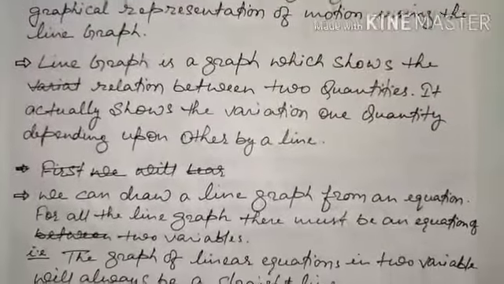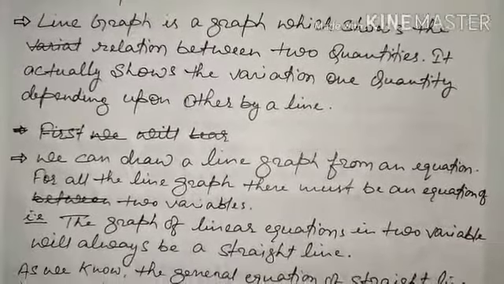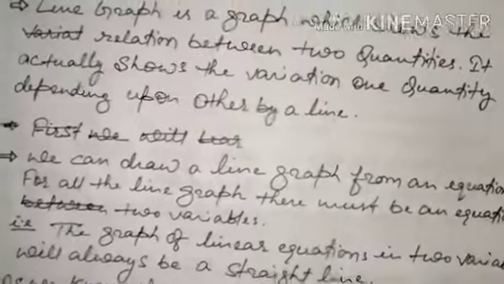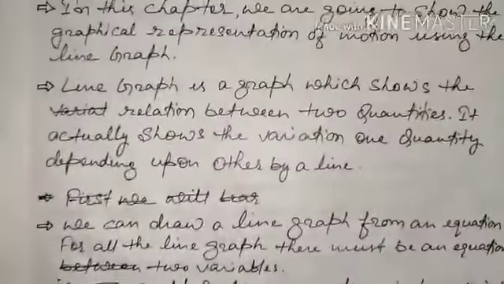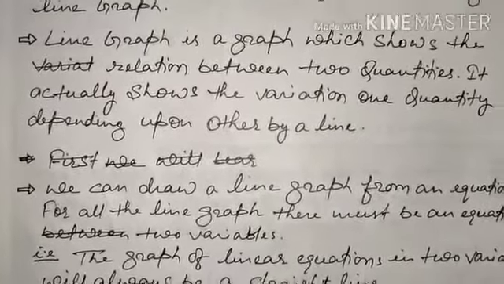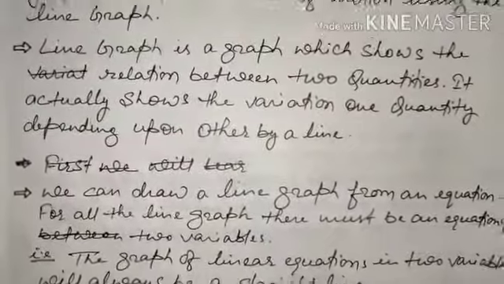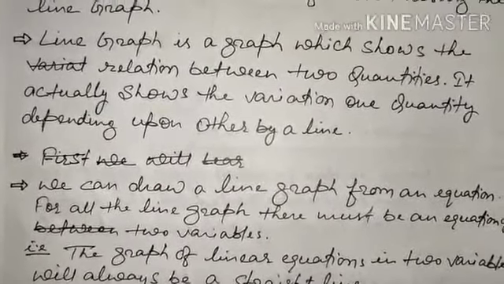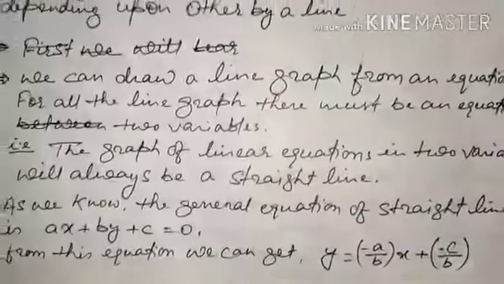Now let us discuss something about line graph. A line graph is a graph which shows the relation between two quantities. It actually shows the variation of one quantity depending upon the other by a line. It means as we make changes in one quantity, how the other quantity changes, we can show with the help of the line. The line can be a straight line or a curved line.